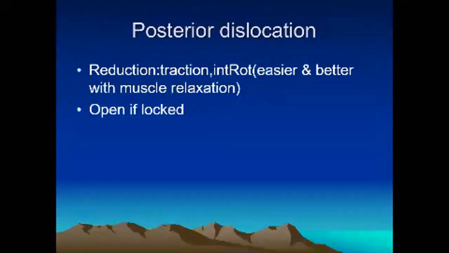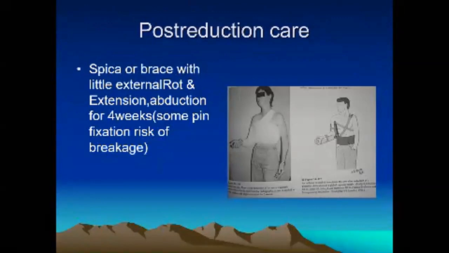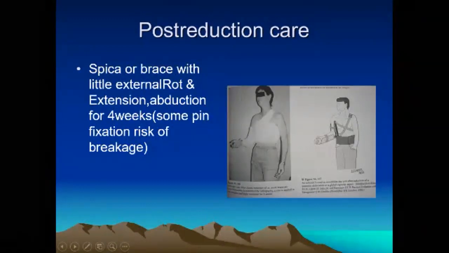Now let us come to the posterior dislocation. It is reduction by traction and internal rotation. It is easier with muscle relaxation, and especially if it is locked, then you need to do an open reduction. For post-reduction, you need to brace it with a little external rotation, extension and abduction for 4 weeks. Some pin fixation is also done, but the risk is that the pin can break.